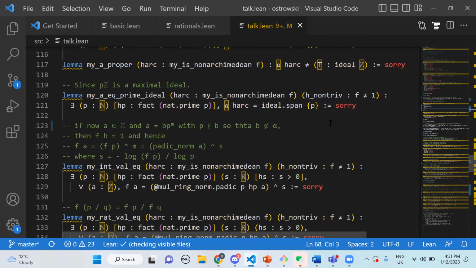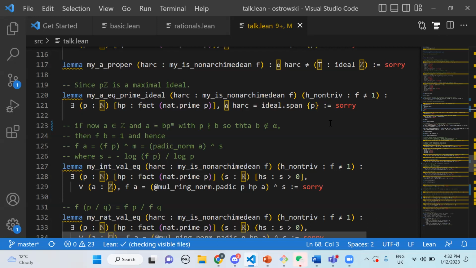We can factorize A: we write A equal to B times P to the power of m, and P doesn't divide B. If P doesn't divide B, then B is not in the ideal that we defined above, because that ideal is the span of P. So B is not in the ideal, which means that the norm of B is equal to 1, because everything in the ideal has norm strictly less than 1.